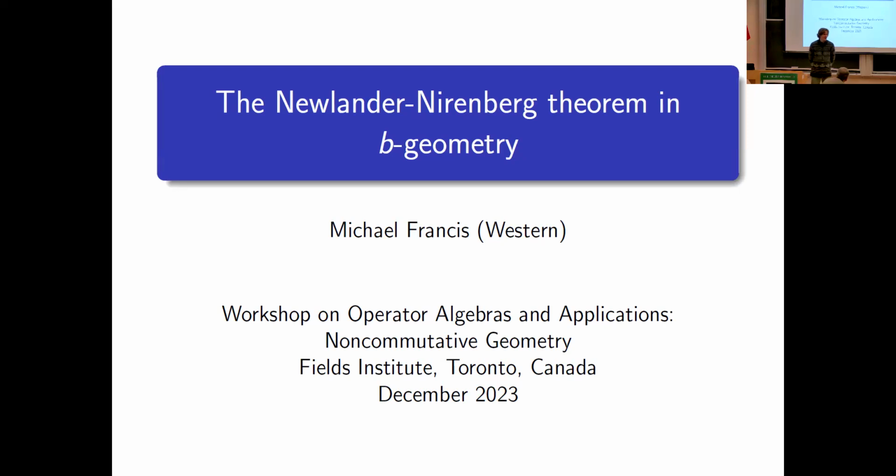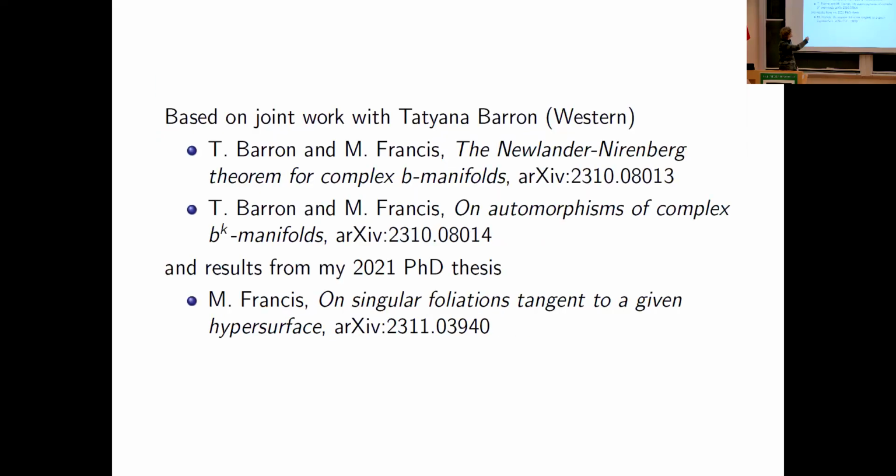And thanks as well to the organizers for the opportunity to speak here. As you can see, I'm going to be telling you about Newlander-Nirenberg. So this is to do with complex geometry, but in B geometry. This is joint work with Tatiana Baron, who's at Western University, where I also am. And depending on how far I get into these slides, I may also connect it to some work earlier from my PhD thesis and say where I hope to connect these ideas.